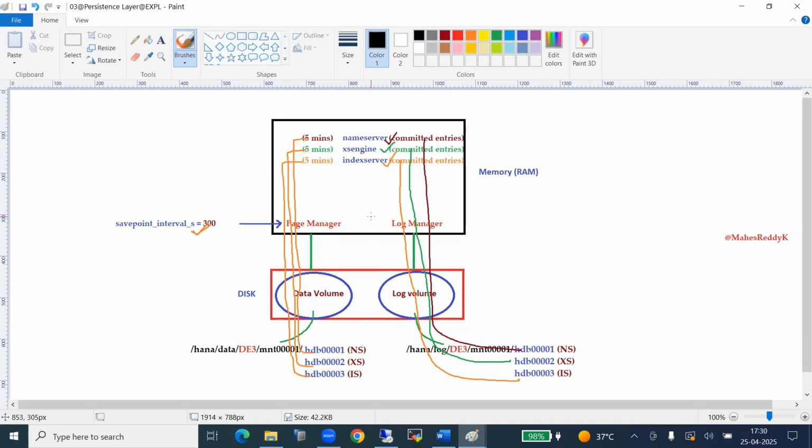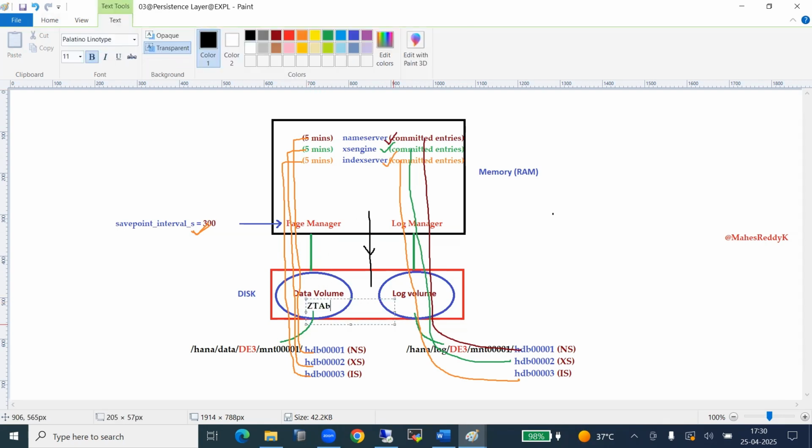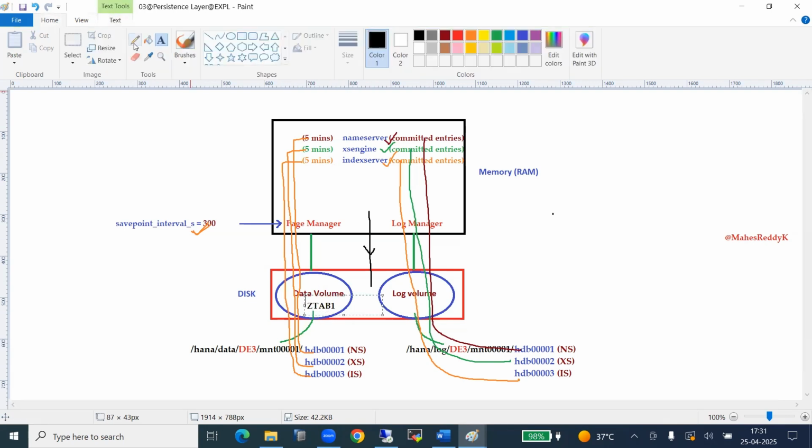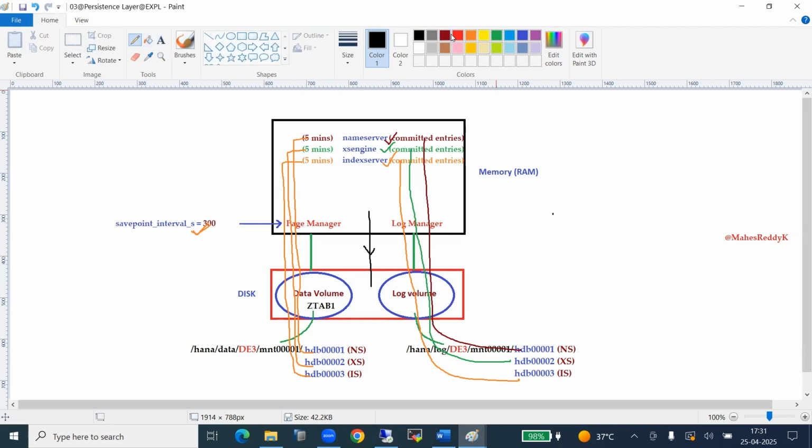So we know that data is written from memory to disk. This is fine. Now, when will data be written from disk to memory? Let's take an example. Assume that we have a table Z tab 1, and this table is available in the data volume and stored in index server. This Z tab 1 table is available in the index server data volume. This table is not available at the memory level. Then how will we get the data of this table at the memory level? When we load this table, you get the data from disk to memory level. Loading means writing the data from disk to memory. So this is one of the situations where data is written from disk to memory.